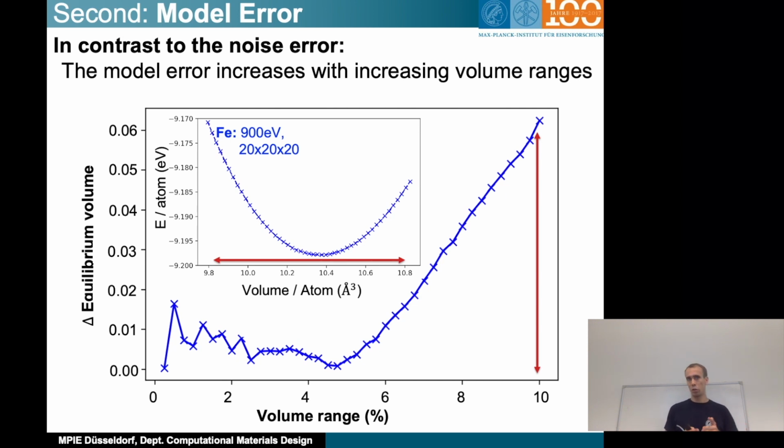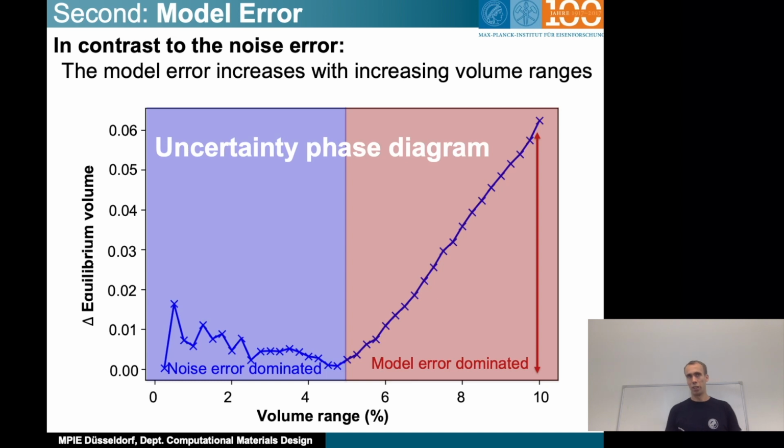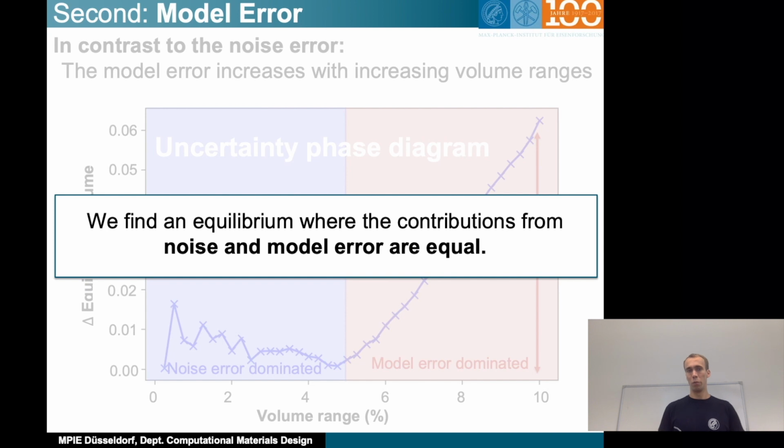And then only if we go to something like plus minus 5%, it's more or less stable there, and afterwards we have the noise. So we identify this. It's what we call an uncertainty phase diagram. So we have a part where model error dominates, and then we have another part where noise error dominates. And ideally, you want both contributions to be more or less equal.